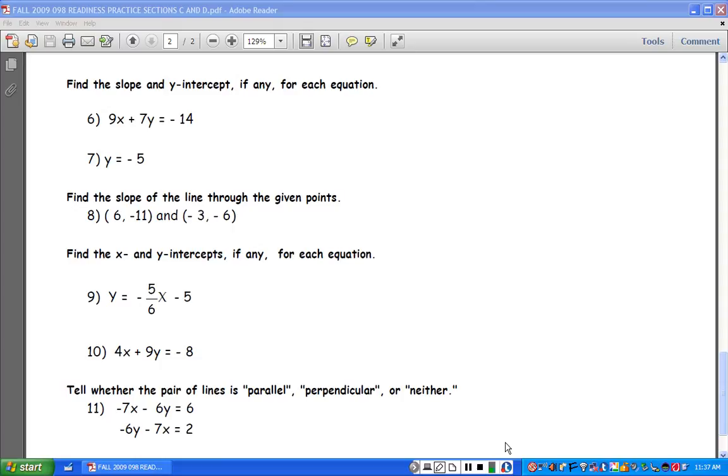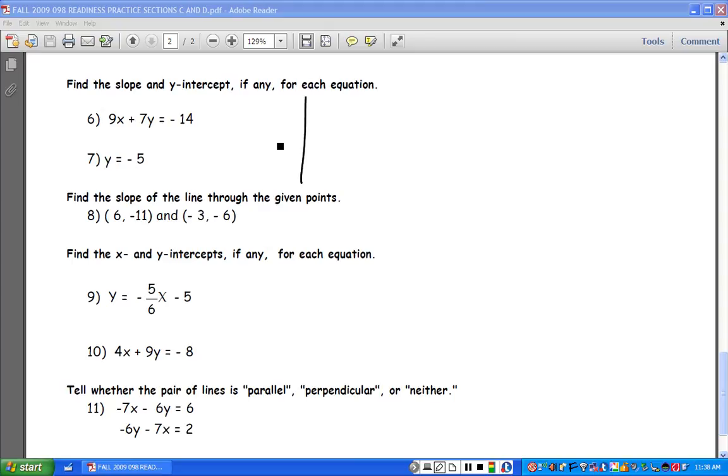Problem number 7, y equals -5. Notice, for one, this problem is already solved for y, and 2, there's only one variable present. There is no x in this problem, it's just a y. And what I tell my students is, anytime you're graphing linear equations and you only have one variable, then you're going to have either a vertical or a horizontal line. Now, whatever variable is present, your vertical or horizontal line is going to touch that axis. So since we're dealing with the y variable, whatever line we draw is going to have to touch the y-axis.